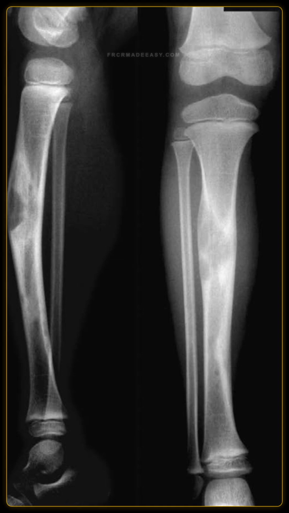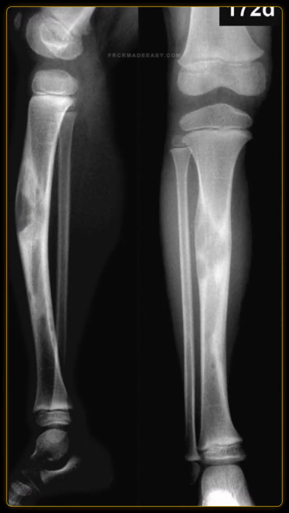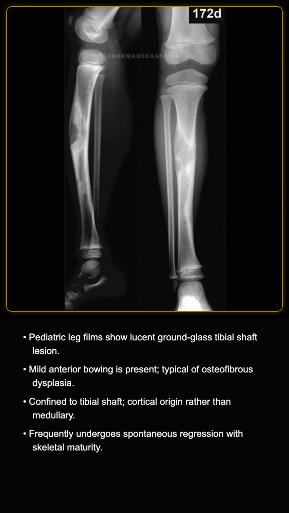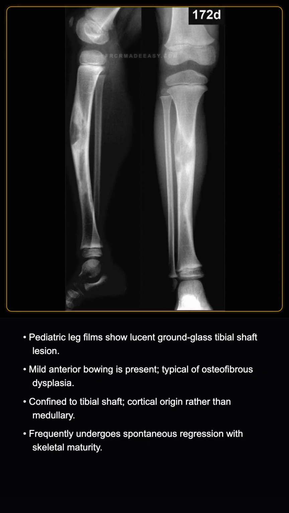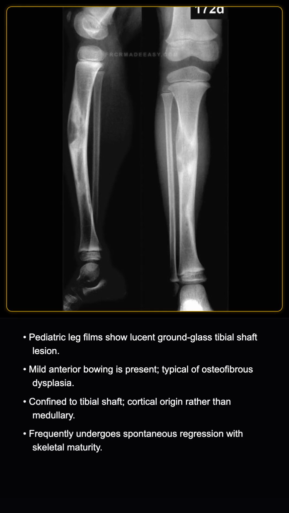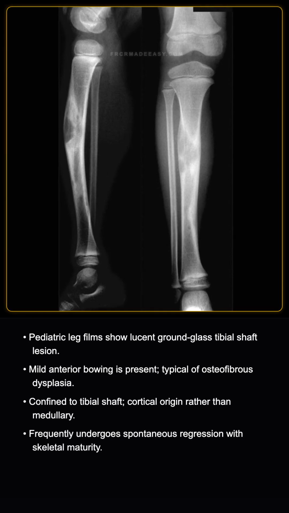I am showing you tibial radiographs of a young child. Describe the findings and how they differ from classic fibrous dysplasia. These radiographs of the leg demonstrate a well-defined, lucent, ground glass lesion centered in the mid-diaphysis of the tibia, associated with mild anterior bowing. The non-aggressive expansile appearance is classic for osteofibrous dysplasia.